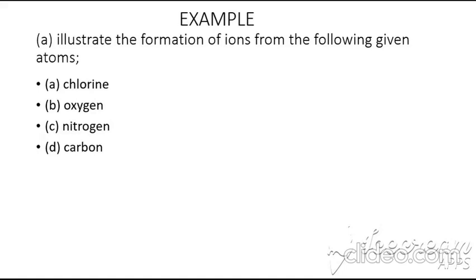Okay, now let's do an example so that you can understand what I'm doing there. So the question is saying illustrate the formation of ions from the following given atoms. So we are having chlorine, oxygen, nitrogen, and carbon. So we want the formation of ions from these atoms. So let's do it, and I'm going to do chlorine and oxygen. Then for nitrogen and carbon, you can do it on your own.